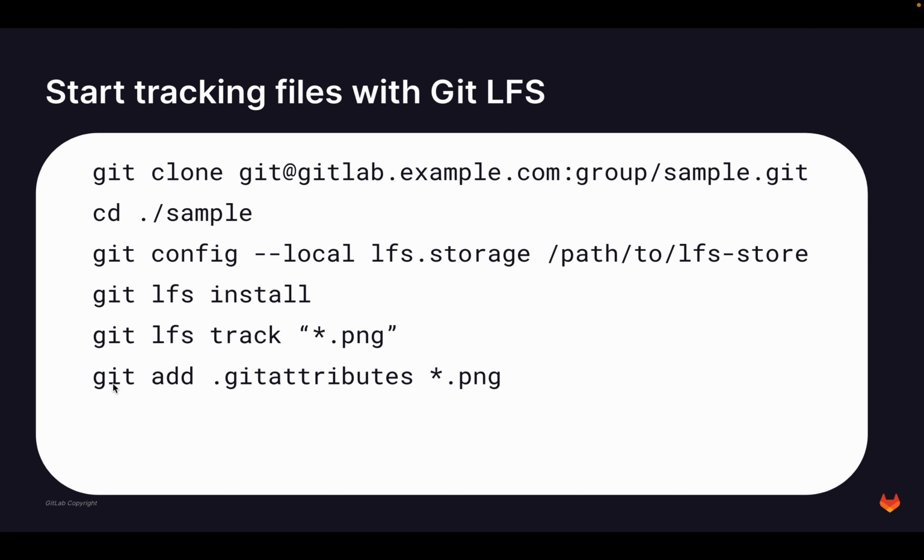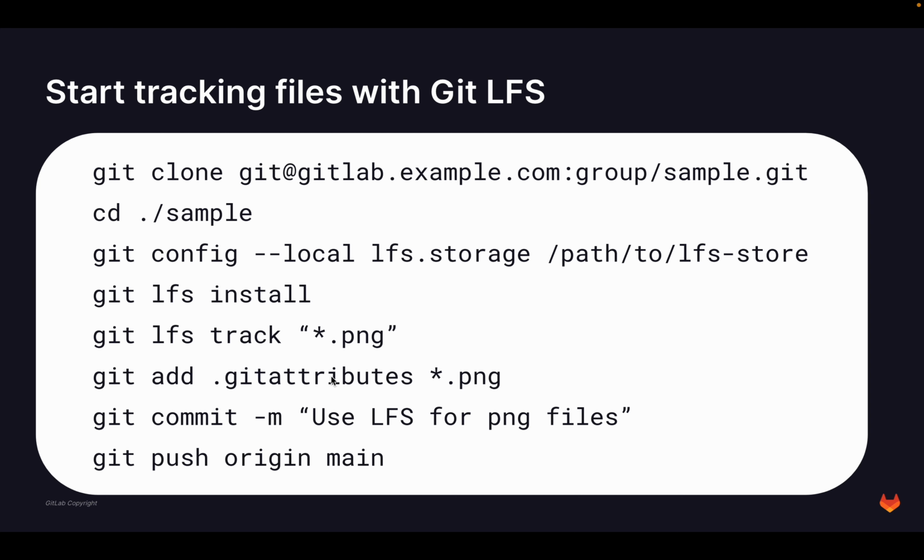In this case, I will add the .gitattributes and my PNG file to the commit stage, and then I commit. So both the .gitattributes as well as the binary files are now committed into the repository, and then you can push them to the server.